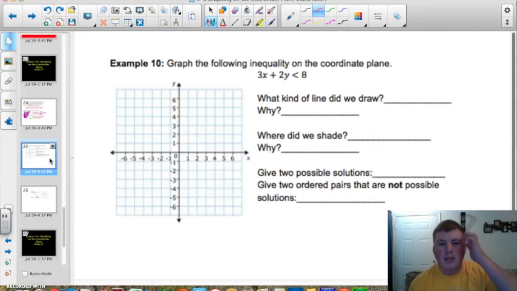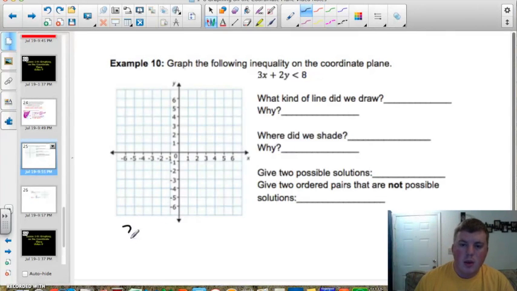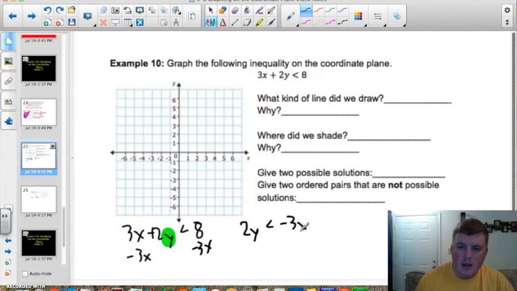Alright, let's look at one more example. Sometimes, just like when we were doing the equations, you might get one that's not in slope-intercept form. We need to put it in slope-intercept form before we can graph it. So we have 3x + 2y < 8. We need to get that y by itself. So to do that, we need to move the 3x to the other side. So we're subtracting 3x from both sides. So we would have 2y < -3x + 8. And then we would divide everything by 2.